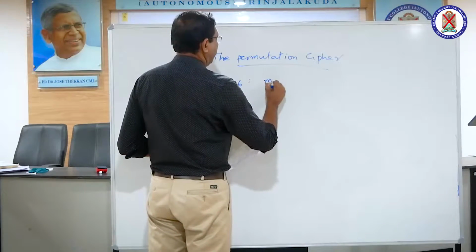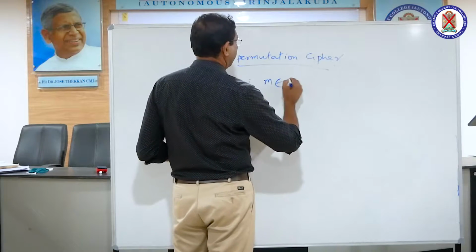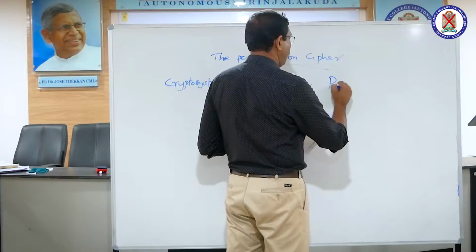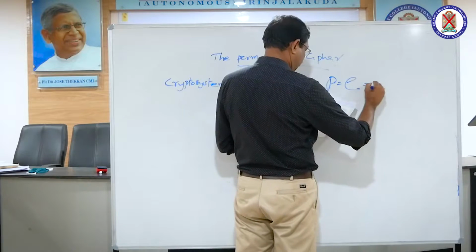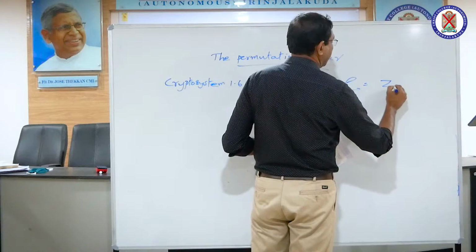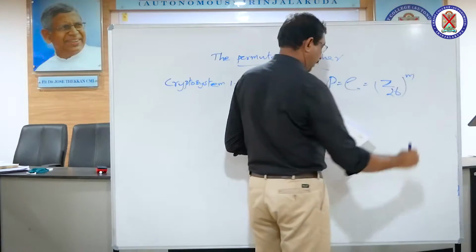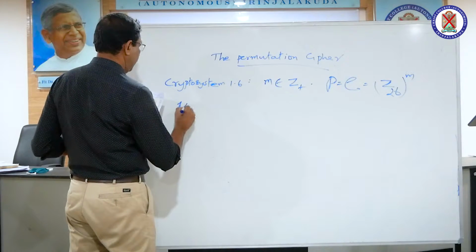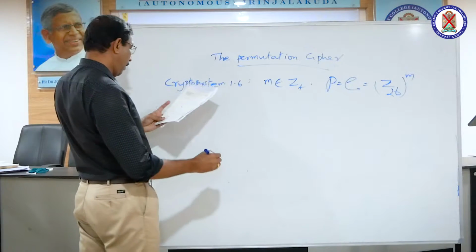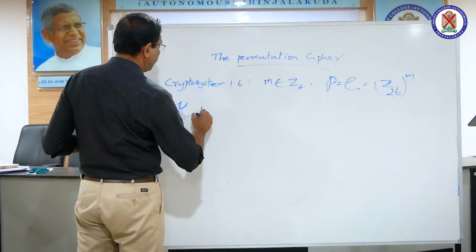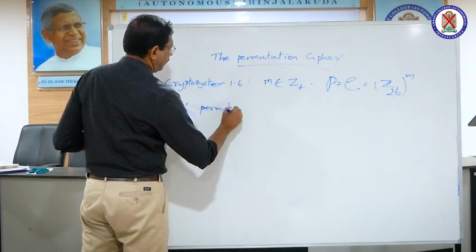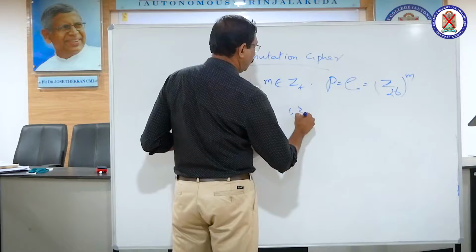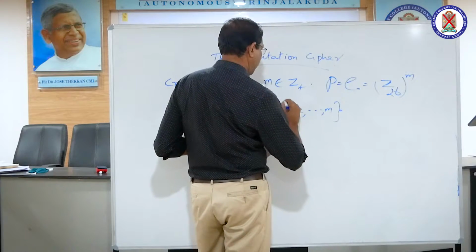Here, m is a positive integer, m belongs to Z plus, and let P, plain text, equal to C, cipher text, equal to m copies of Z26, and let K, the key, consist of all permutations of 1, 2 up to m, where m is a positive integer.